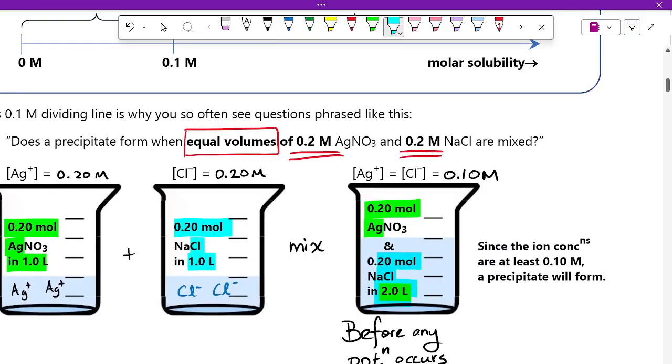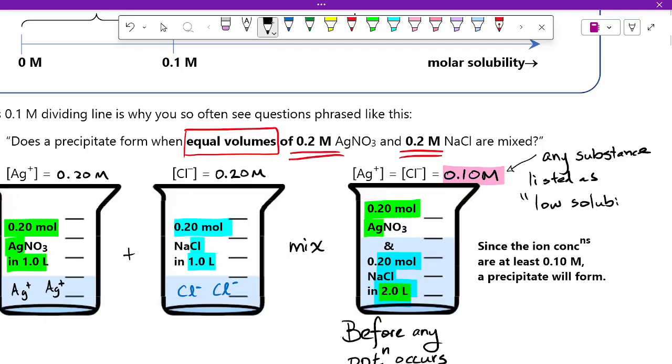And what is magical about 0.1? Any substance listed as low solubility on the page 4 chart will precipitate.